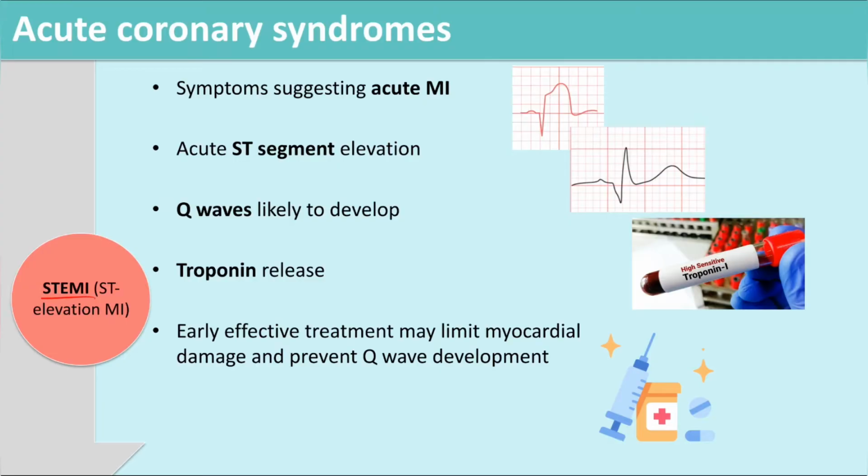For STEMI, ST elevation MI, the patient has ST elevation in contiguous limb leads or chest leads. Sometimes there might also be formation of a Q wave. If the Q wave is more than 2 millimeters deep, it is pathological. It means that there is death of the myocardial tissue. So ST elevation or Q wave are regarded as STEMI, and there is also troponin release. Early effective treatment may limit myocardial damage and prevent formation of the Q wave.